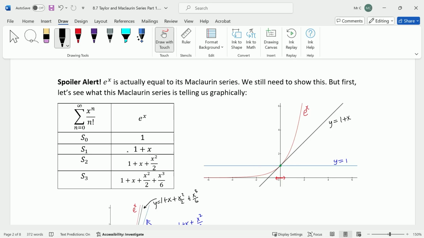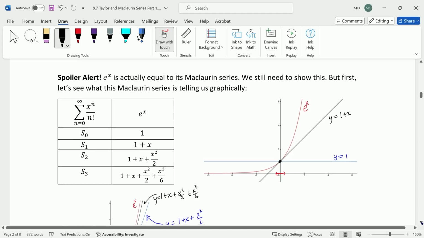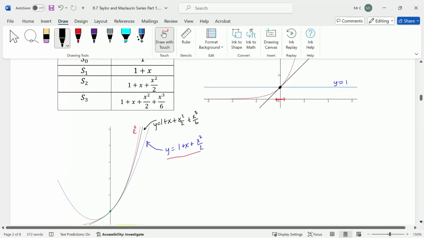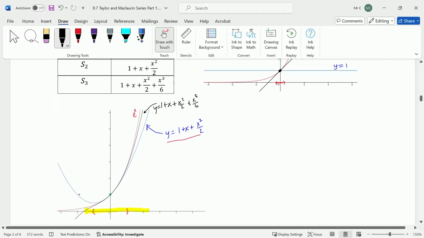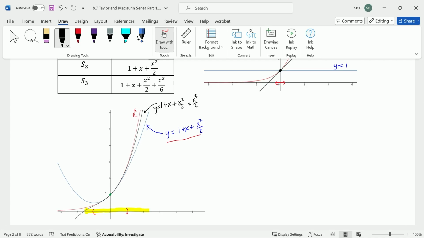And then we take s1, that's 1 plus x. Well, that's the tangent line approximation at 0. And then we take s2. So we look down here. We divided this into 2 pictures. s2 is this blue graph here, and s3 is the black graph. And what do we see? We see that every single time we add another term to that power series, the partial sum, we get a closer and closer approximation.